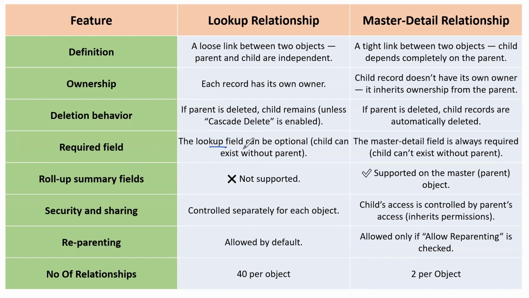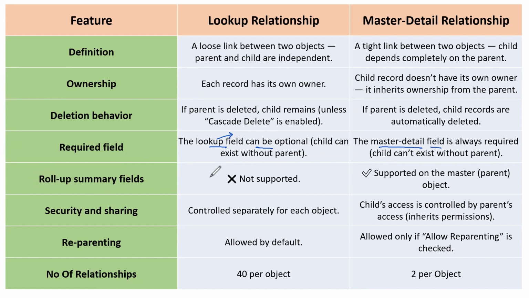Now, a lookup field on the record can be optional. You can make it required or not required from the settings. But in case of master detail relationship field, it is always required. A child cannot exist without a parent. So there should be some parent value on the child record.